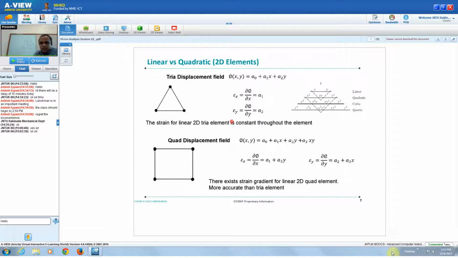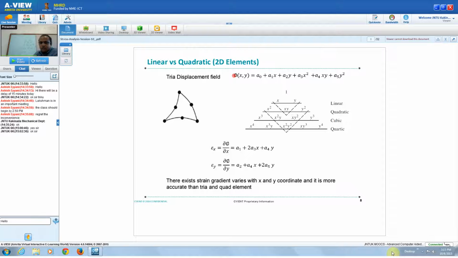So that is the basic difference between triangle element and quadratic element. In a quadratic element, across the element we can see the strain variation, whereas in a triangle element, across the element the strain is constant. So that is the reason for stress analysis we always recommend using quadratic elements.